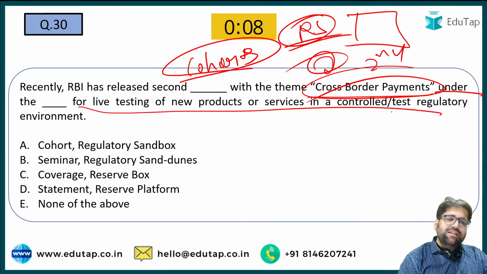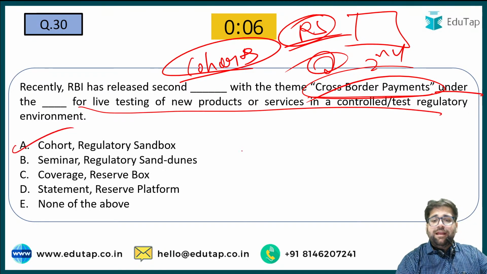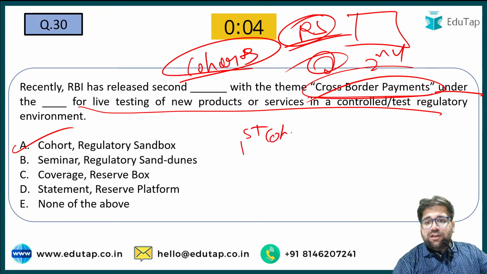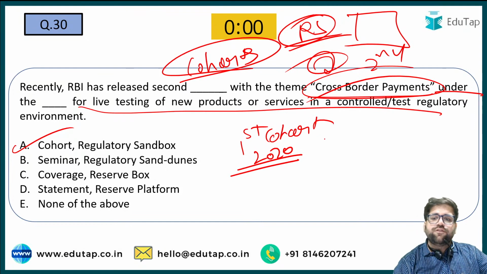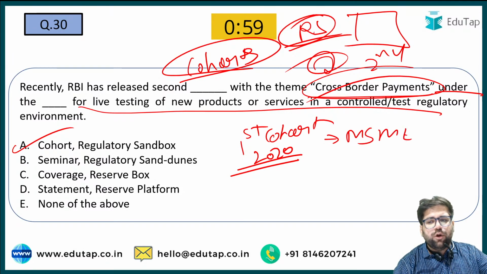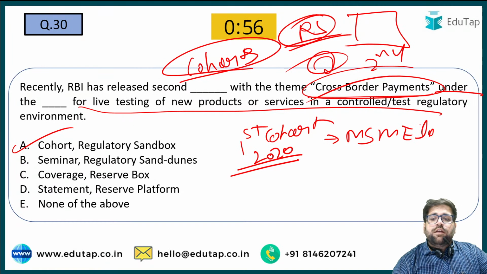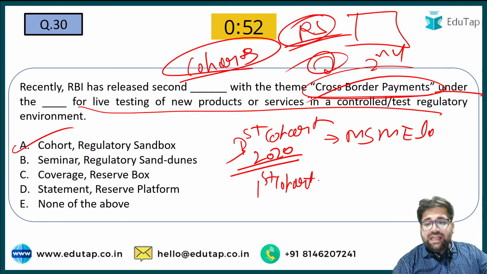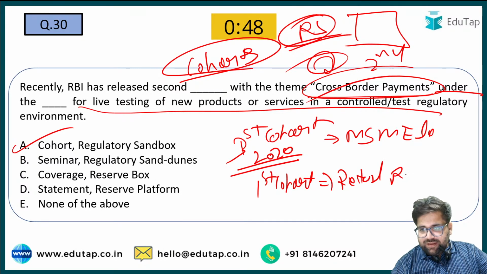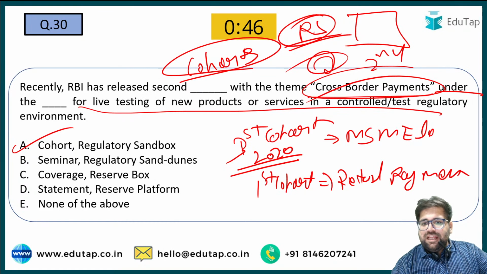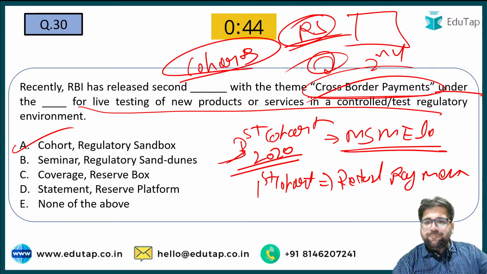So very easy question, nothing much to discuss. The correct answer will be A. And if you are thorough with the knowledge, in 2020 RBI started releasing cohorts. The first theme was MSME lending, if I'm not wrong. Oh no, this was the theme of the third cohort. The first cohort was, if I'm not wrong, retail payments. Yes, so I apologize. So the theme of the third cohort was MSME lending.